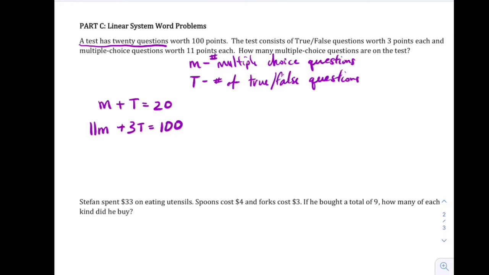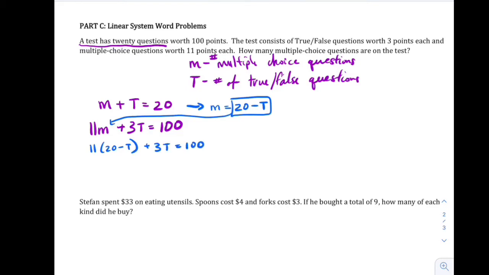So then what we're going to do is solve this, choose a method that we think is best. Most likely you're looking at this and saying, well, substitution looks pretty easy to me. m is equal to 20 minus t. And I'm going to take that m is equal to 20 minus t and substitute it in for m over here. So that's going to leave me with 11 times 20 minus t plus 3t is equal to 100. And I'm going to try to solve that through.